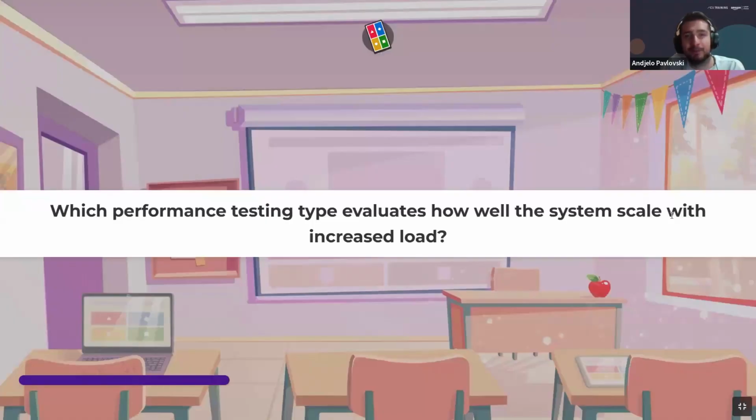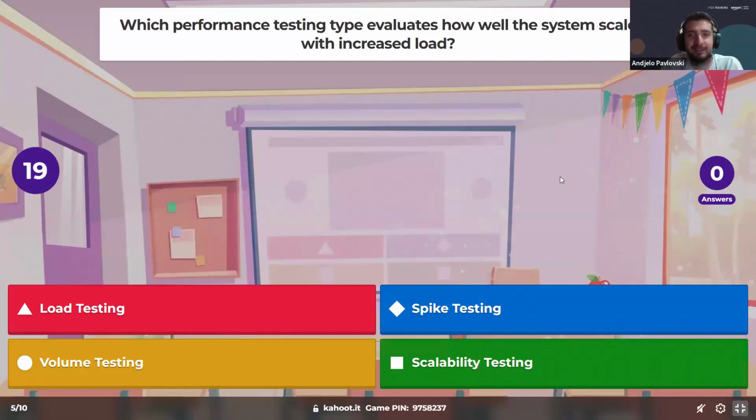Let's see. Which performance testing type evaluates how well the system scales with increased load?